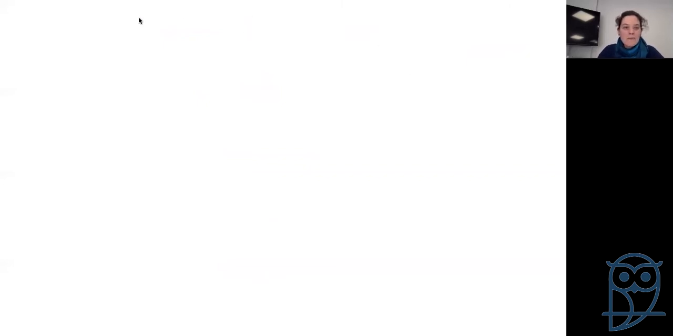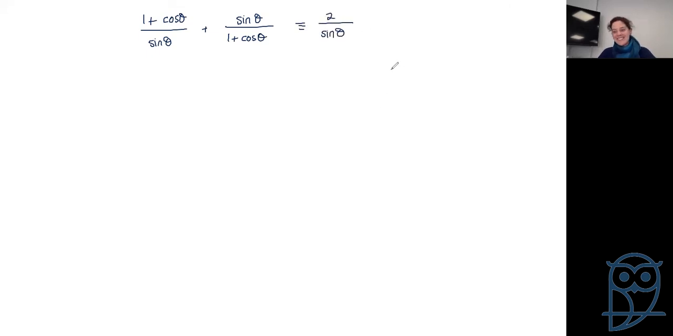Okay, so one more. We have (1 + cos θ)/sin θ + sin θ/(1 + cos θ). This is apparently the same as 2/sin θ. Wowzers. Okay, so let's get there. Now, we need a 2 on top, we need a sin θ on the bottom.